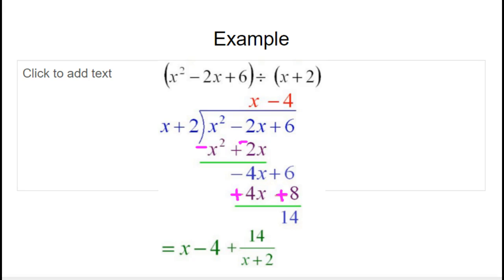At that point, we realize that 14 is a remainder. So our answer is x minus 4 with a remainder of 14. And the way we write remainders, you can see down here, x minus 4. The remainder is written as plus 14 divided by x plus 2. It's right there, divided by x plus 2. So that is how we do polynomial long division.